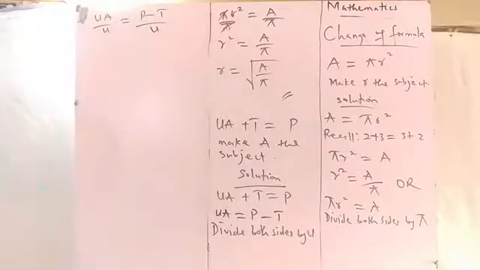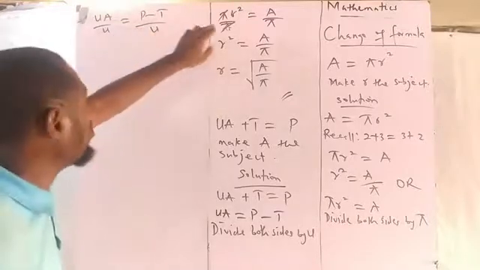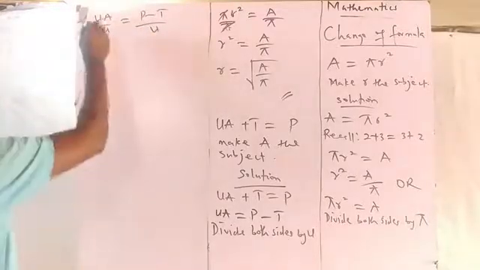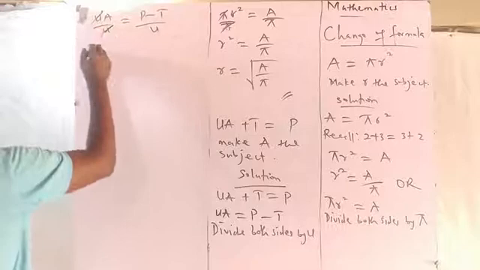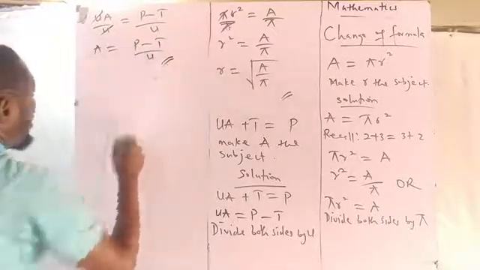Please note that the division sign on this side should not only be at the part of P, it should cover the two letters P and T. So this A cancels out, this U cancels out, you have A is equal to P minus T all over U. This is the final result.